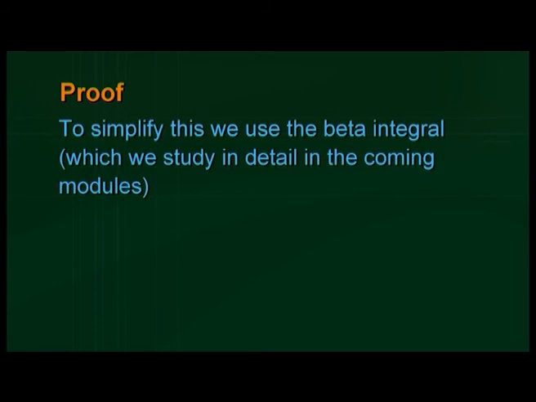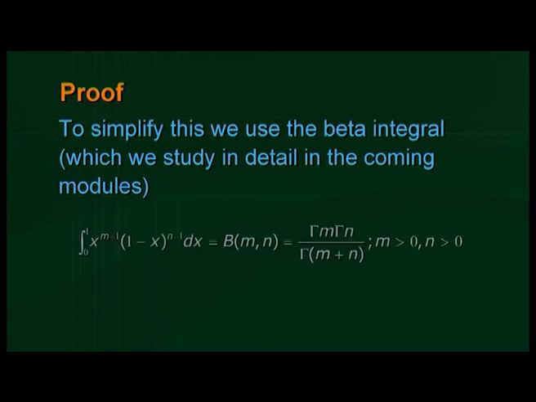To simplify this, we use the beta integral, which we study in detail in the coming modules. Integral from 0 to 1 of x to the power m-1 into (1-x) to the power n-1 dx is equal to B of m, n. This is equal to gamma m into gamma n divided by gamma (m+n), where m is greater than 0 and n is greater than 0.